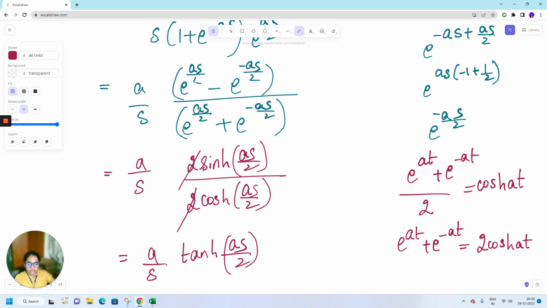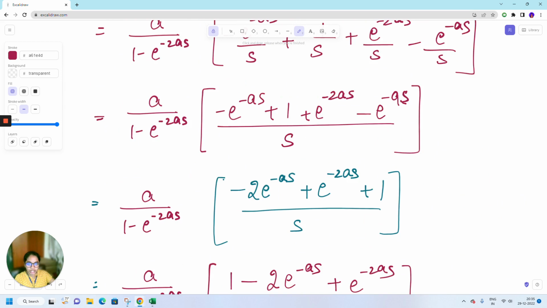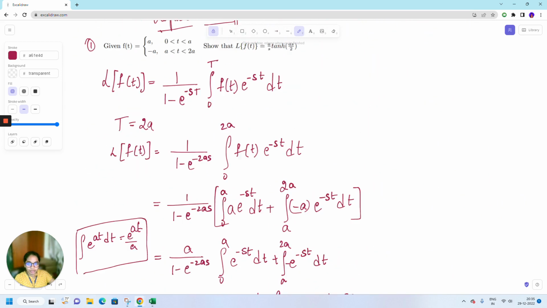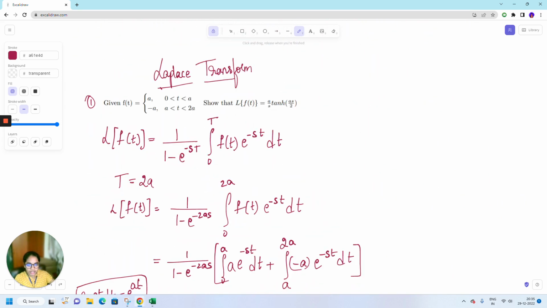So we've shown it, right? We've arrived at this. That is 1 by s tan hyperbolic s divided by 2.